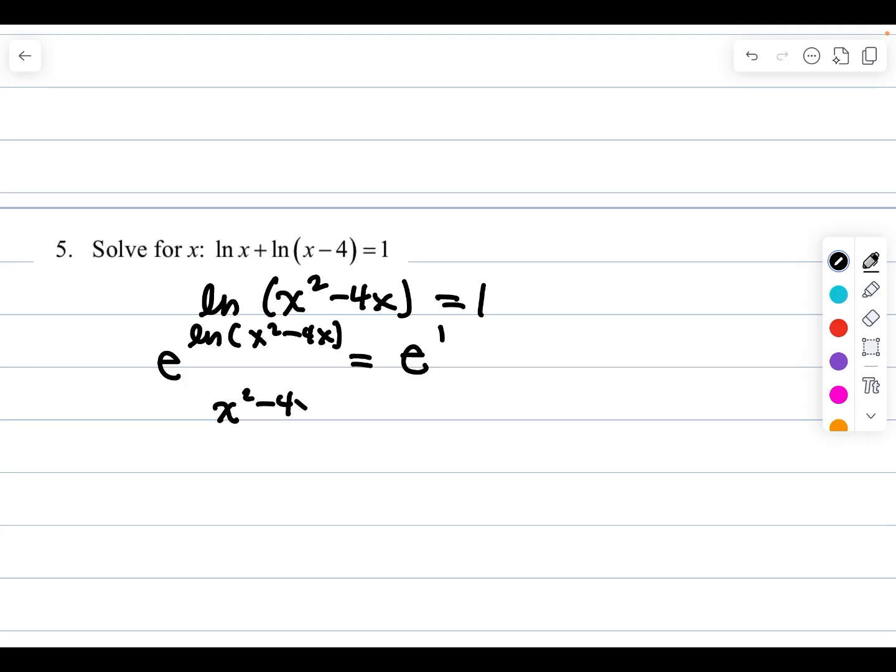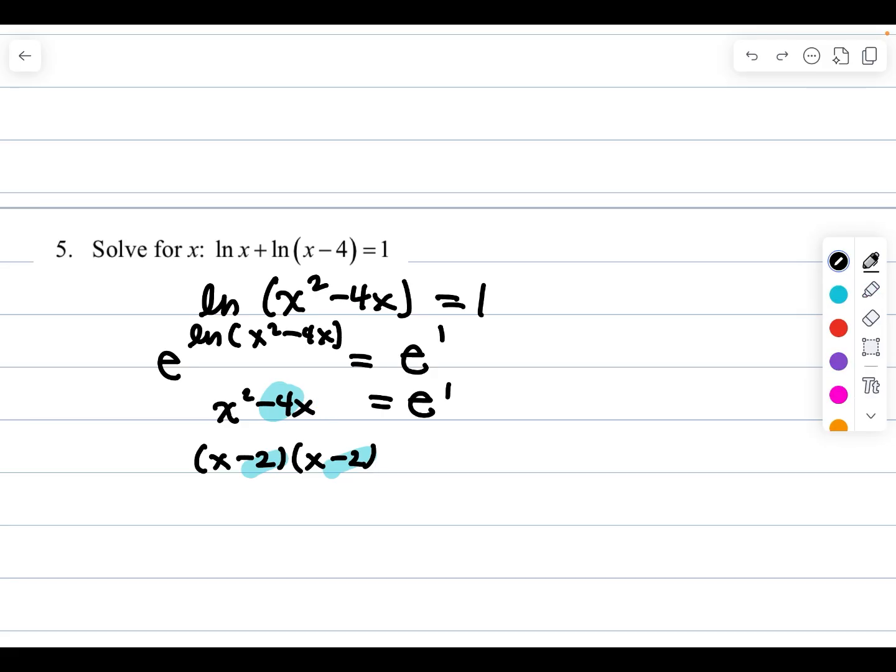I'm going to condense this by using our properties of logarithms, the product property. And this becomes x squared minus 4x. Now I'm going to undo the logarithm, the natural log, by taking the inverse of both sides, which is base e. So the left side will be x squared minus 4x, and the right side is e to the 1. So it's your choice now. You could subtract e from both sides and use the quadratic formula, or you can complete the square.